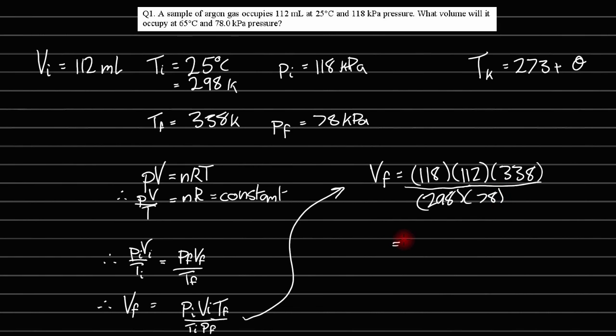And if you were to do that on a calculator, you'd get an answer of 192. What would be the units? Well, the units would be millilitres, as we've kept this as millilitres up here. And that has indeed been quoted to 3 significant figures of accuracy.